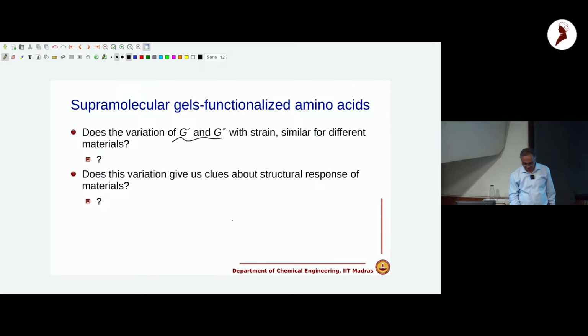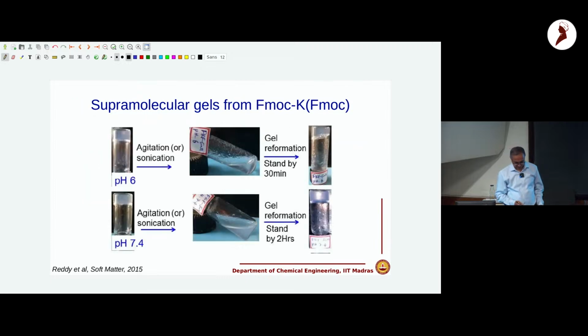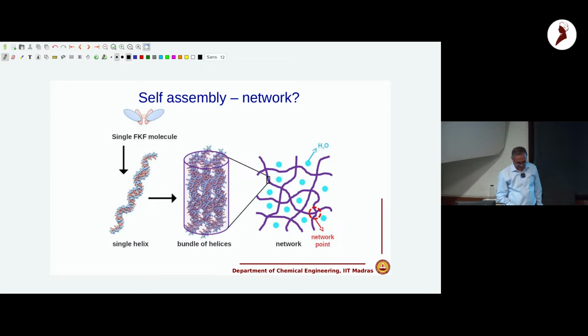So if you just look at G prime and G double prime with strain, can we say something about the different material systems? And so this just shows that you have a gel formation, and even if you shear or something like that, it reforms. And this is what I meant.